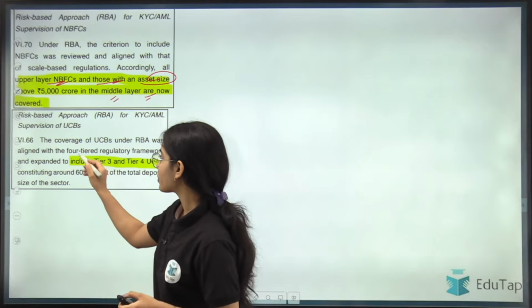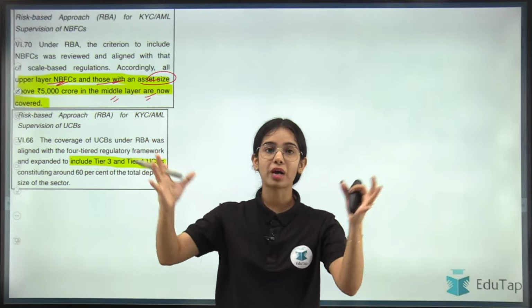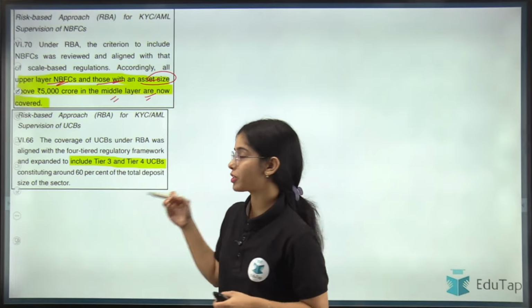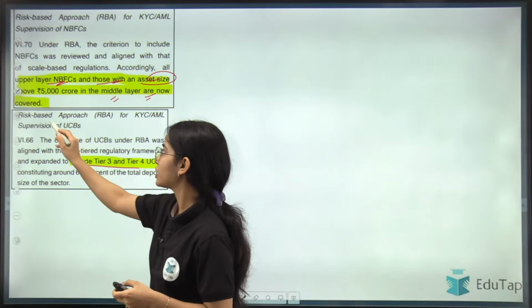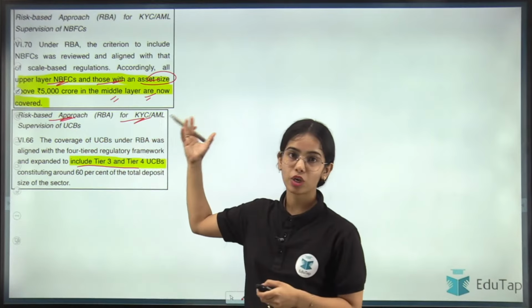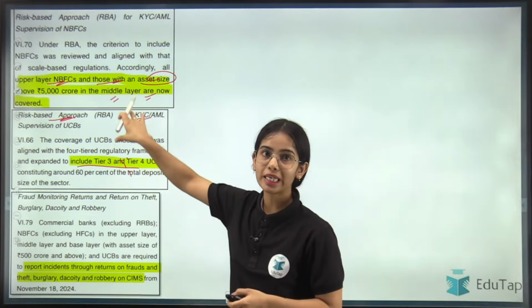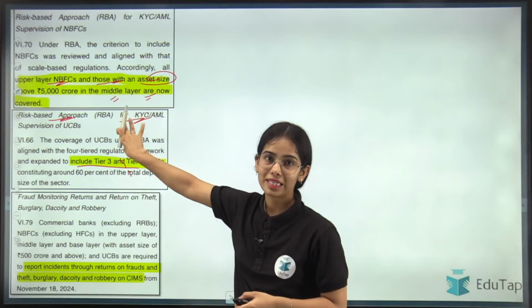Similarly, the big urban cooperative banks, that is the tier 3 and tier 4 urban cooperative banks, are also included under the risk-based approach for KYC and anti-money laundering. So they have to be more prudent in case of KYC and anti-money laundering.